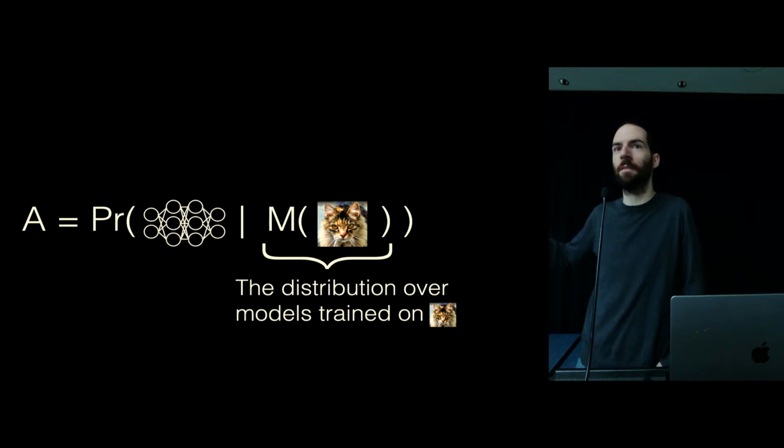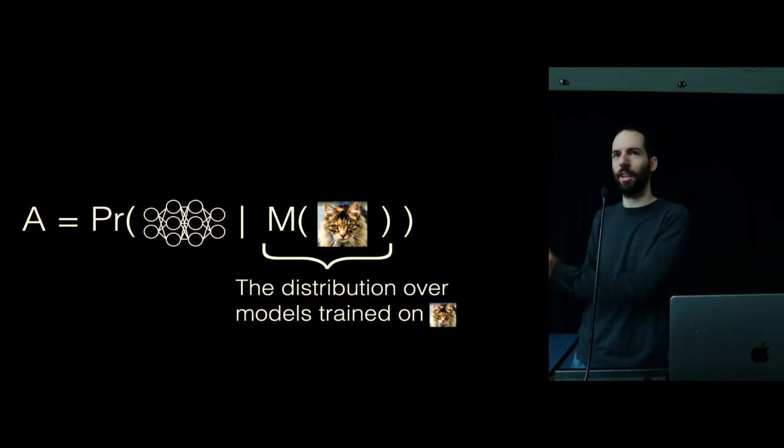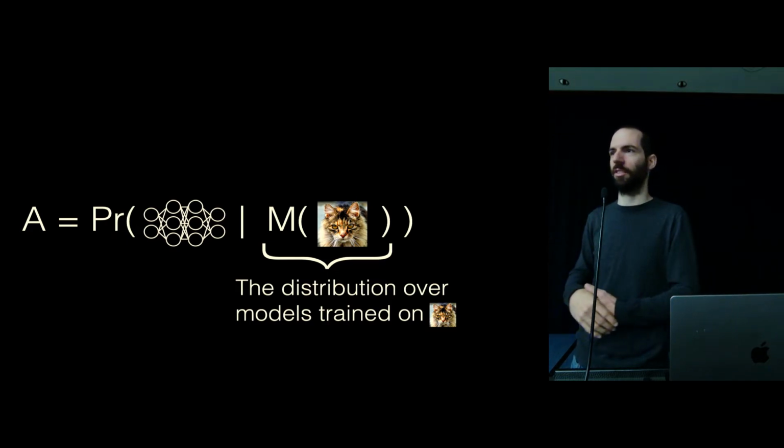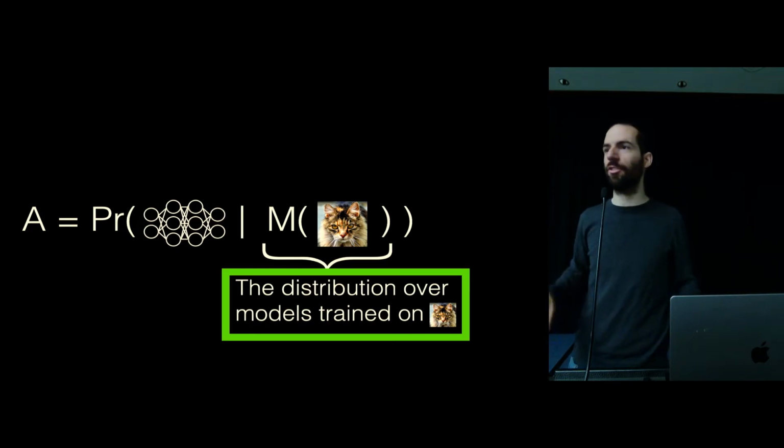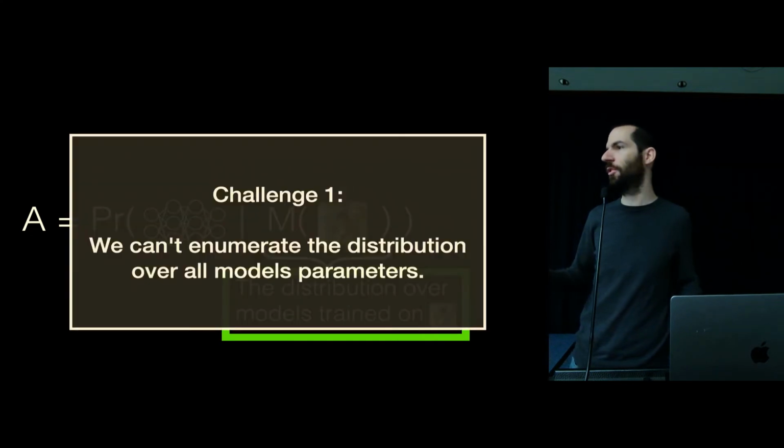The problem is that you can't actually compute this. Neural networks are millions or billions of dimensional objects. You can't just ask, what is the probability of this billion-dimensional object through some simple statistics. So there's this challenge here, right? You can't enumerate this distribution space. And so directly asking this question is not going to work. So we'll have to just do something slightly different.